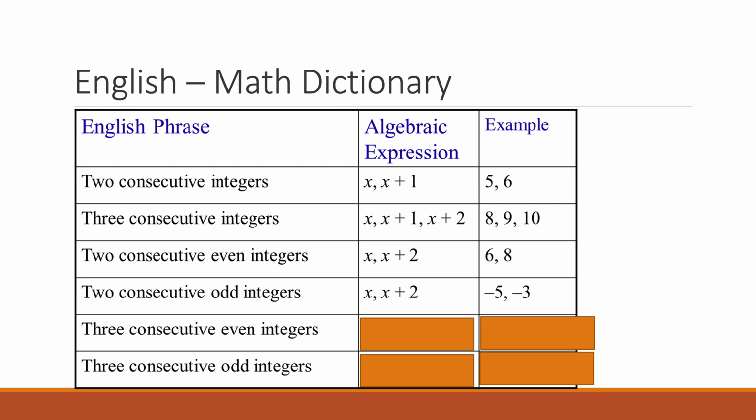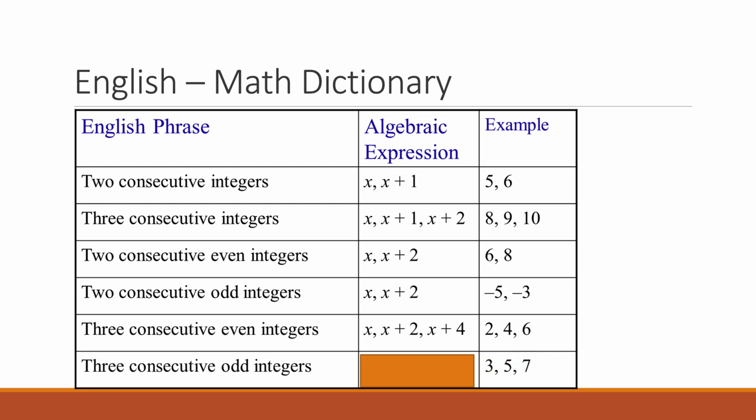Again, consecutive even, so you're going up by 2s. And this time it's 3 of them. So, for example, 2, 4, 6. What would it look like in an algebraic expression? x, x plus 2, x plus 4. Good. What about consecutive odd? For example, 3, 5, 7. Well, the consecutive odd in the algebraic expression will look exactly the same. Just like evens, you're skipping numbers. So it's x, x plus 2, and x plus 4.